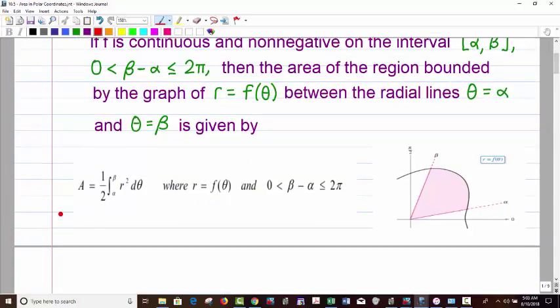So let's look at the formula that we have here. I didn't exactly fix these fonts very well because that 1/2 shouldn't be so gigantic there, but that's okay. The area is 1/2, limits of integration alpha to beta, r squared d theta, where r will be a function of theta. And of course this part right here I've already mentioned.